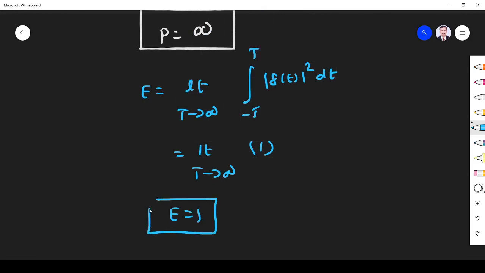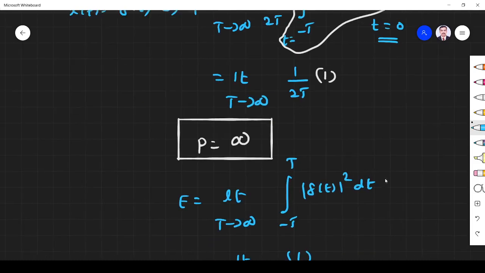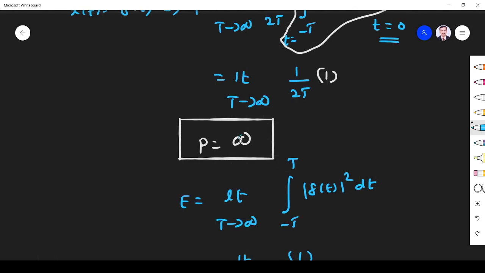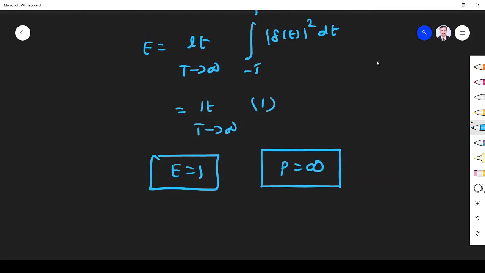So energy is finite, power is infinite. Sorry, power: as T tends to infinity, 1 by infinity is 0. So energy is finite, power is 0. So this is an energy signal. Therefore, unit impulse is an energy signal. Very important. Always keep it in mind.